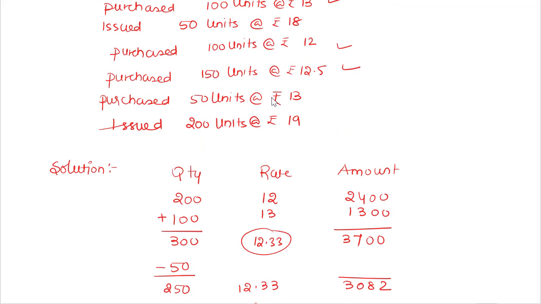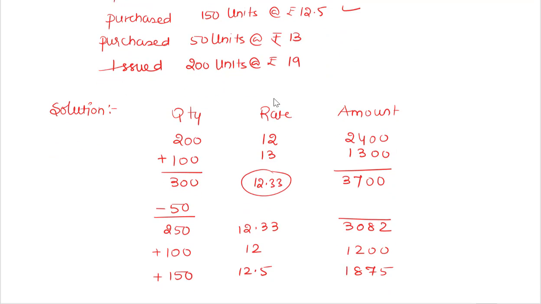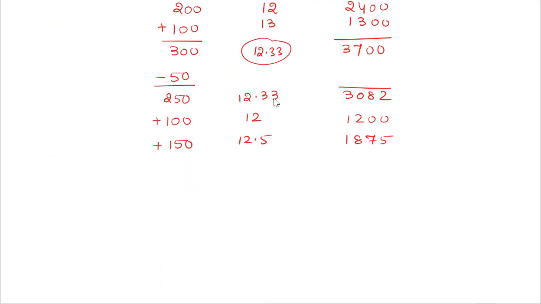1875. Again purchased 50 units at 13. So plus 15 at the rate 13, 650.